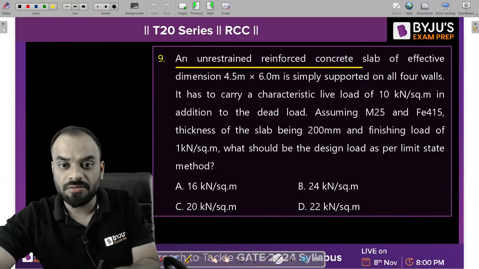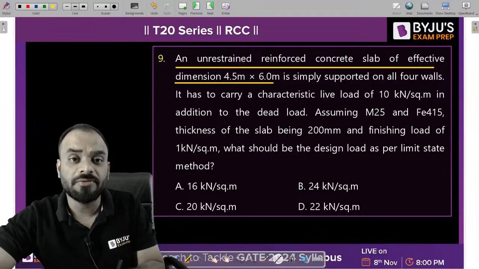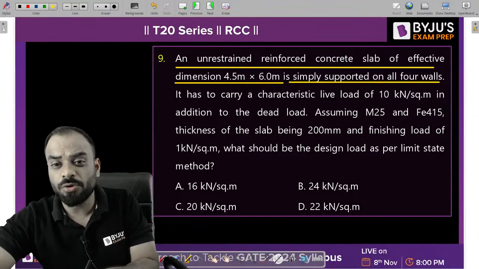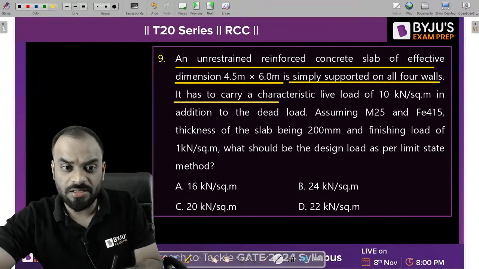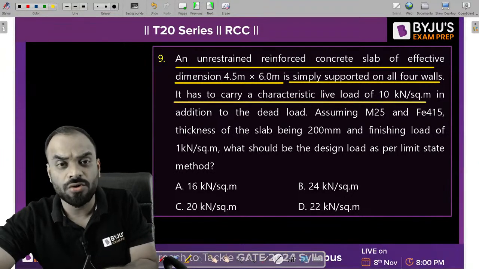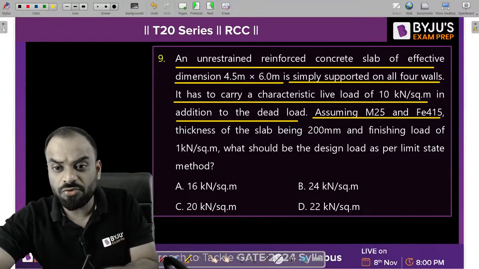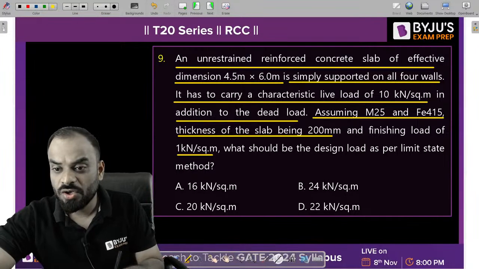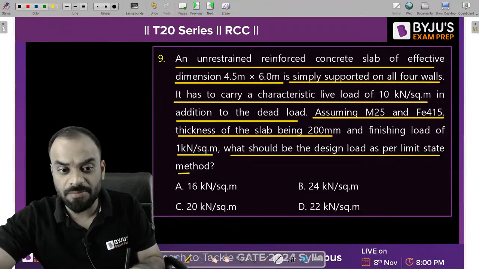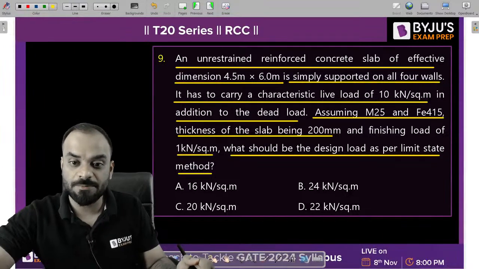An unrestrained reinforced concrete slab of effective dimension 4.5 into 6 meter is simply supported on all 4 walls. It has to carry a characteristic live load of 10 kN per meter square in addition to the dead load. Assume M25 and Fe415. The thickness of slab is 20 mm and the floor finishing is 1 kN per meter square. Then what should be the design load as per the LSM method? That is the problem. What is the value of design load as per the LSM method?